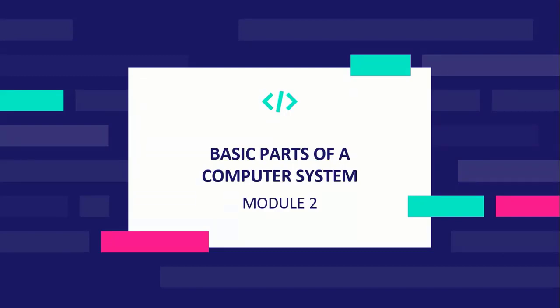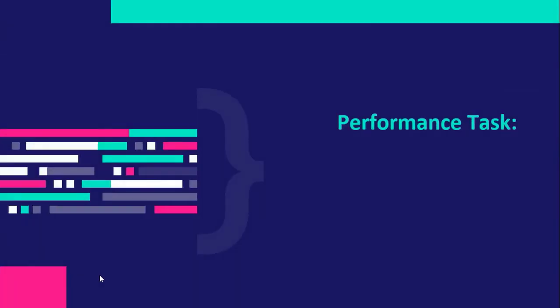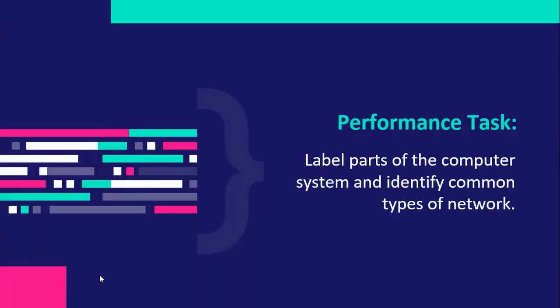So anyway, right now, this is module 2, basic parts of a computer system. The performance task for this module is on page 19 in your modules. It's so easy. Napakadali ng performance task for this module. Just label the parts of the computer system and identify common types of network. So yeah, it's so easy and I hope it will be easy for you as well.